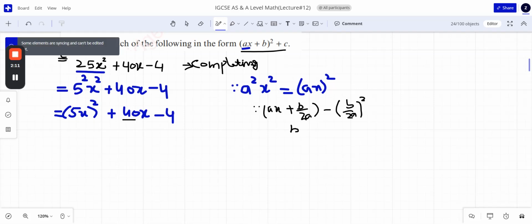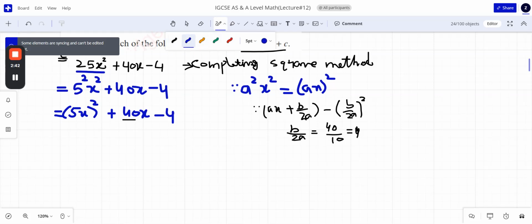So b over 2a is equal to 40 over, a is 5, 5 times 2 is 10. So it would be equal to 4. So instead of b over 2a, we will use 4, and let's substitute the values in the formula. We are solving the quadratic expression by using the completing square method.